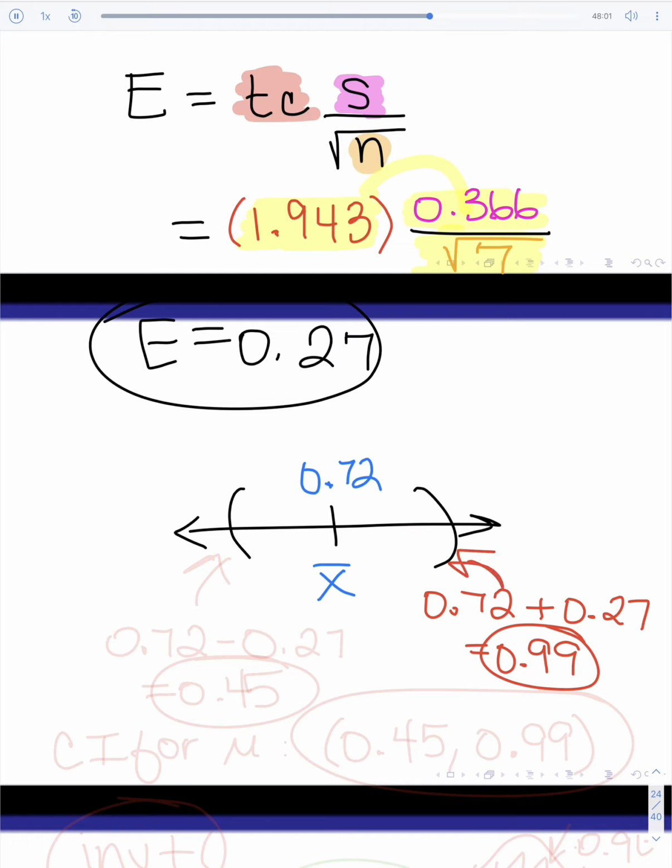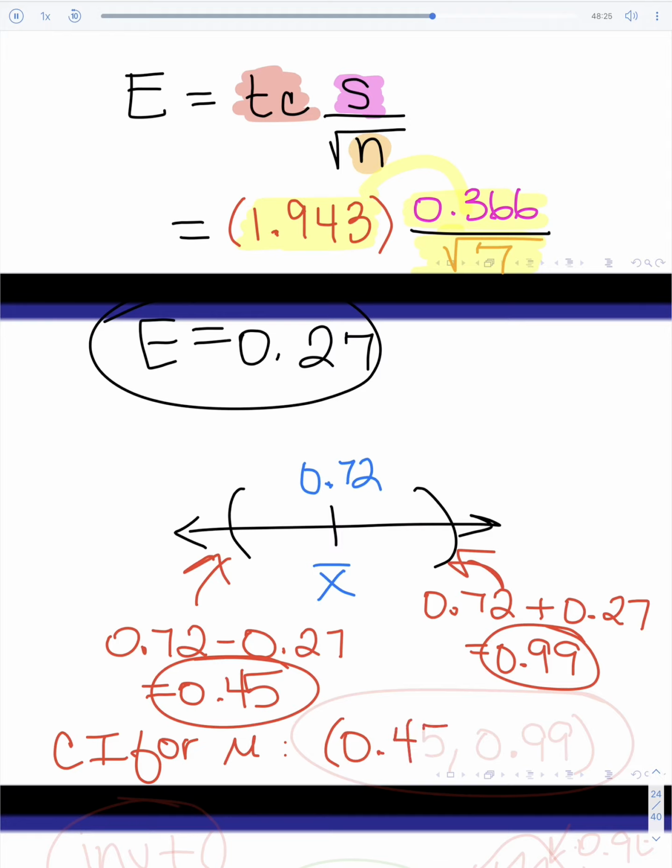And then on the lower end, we take the mean, the 0.72, and subtract the error, subtract the 0.27, which gets us a 0.45 as our lower end. So that means our confidence interval for mu, for the population mean, starts at 0.45 to 0.99. And that would be our final answer. Now, that shows us how to do this problem by hand.